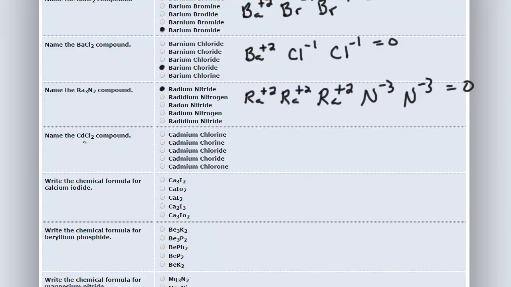CdCl2. Cadmium, and Cl is chloride. Cadmium chloride.